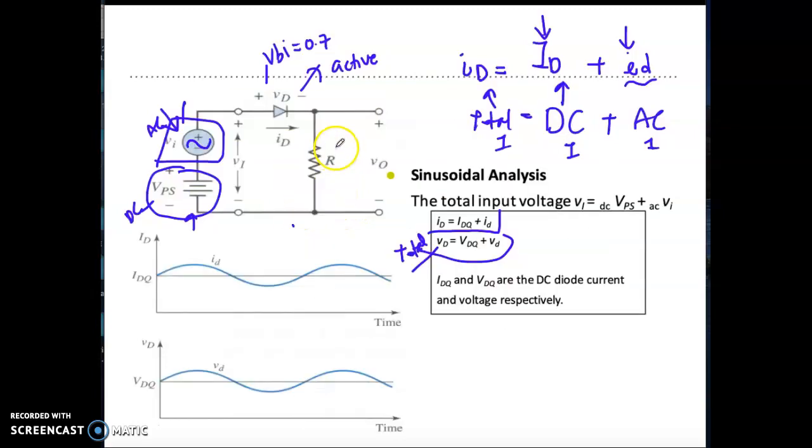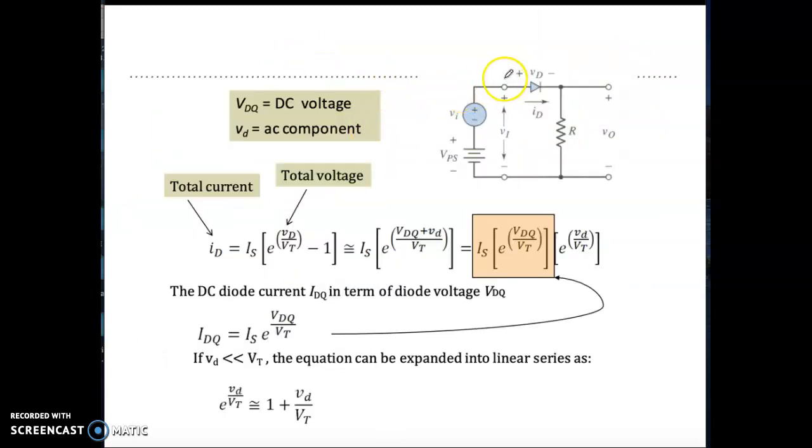Okay. So with that, when we have two voltages, one is AC, one is DC. This is the equation that you learned last class, the diode current. If you look at this notation, this is neither DC nor AC. It is a total current. So when talking about total current, here it will also be total voltage.